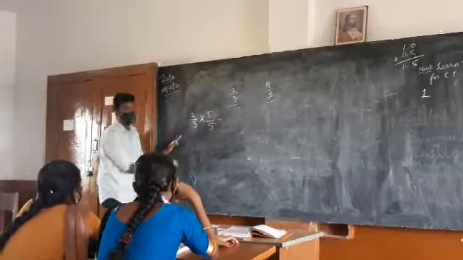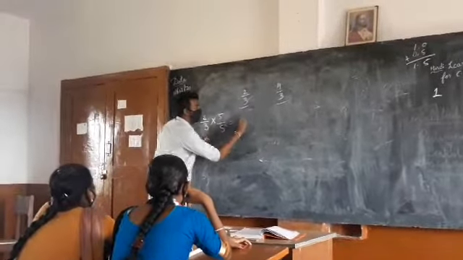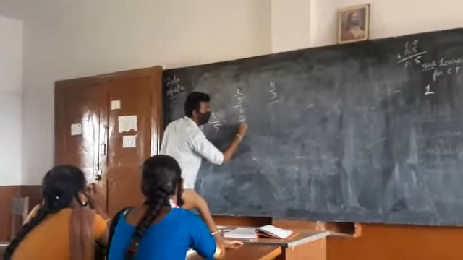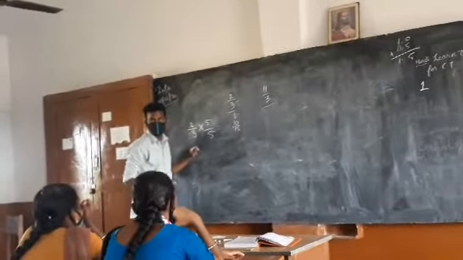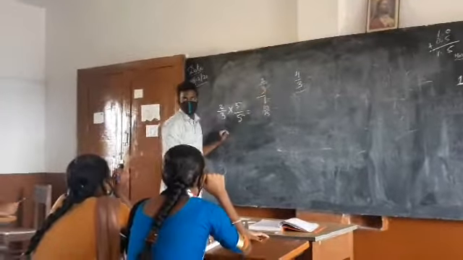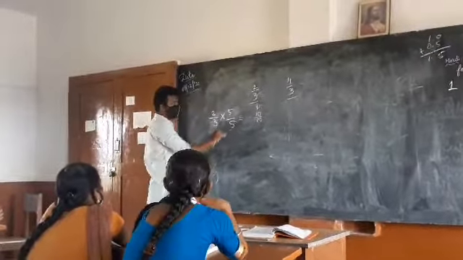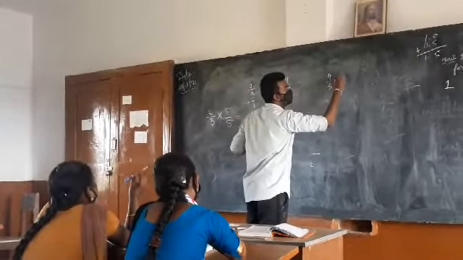How much? 2 by 5. 2 into 5. Yes. 10 by 15. So this fraction I am converting into 10 by 15. If you simplify, again you will get back to 2 by 3 only. Do not forget that. This fraction is similar to this fraction. This fraction is equivalent to this fraction. Understood? Similar thing you do for 4 by 3 also.